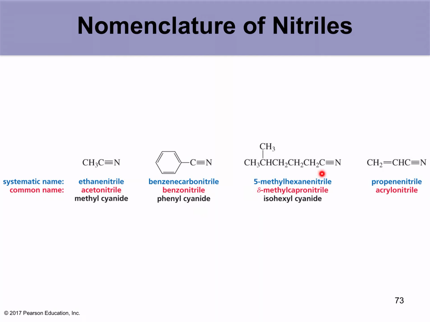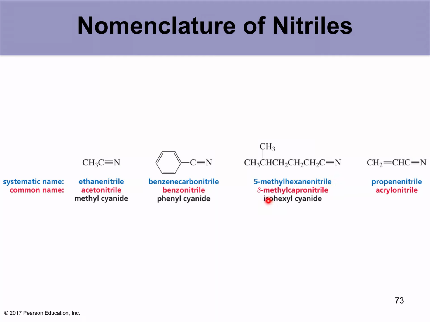And this one, let's see the systematic name. How many carbons? 1, 2, 3, 4, 5, 6. Right, 1, 2, 3, 4, 5. On the fifth carbon, you have a methyl group. So 5-methyl hexane nitrile.